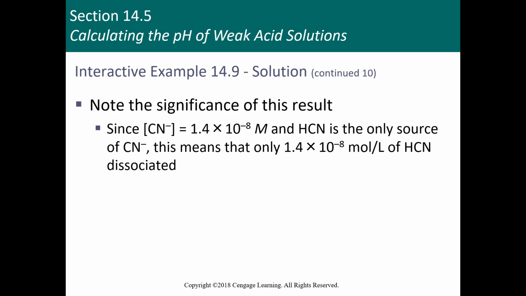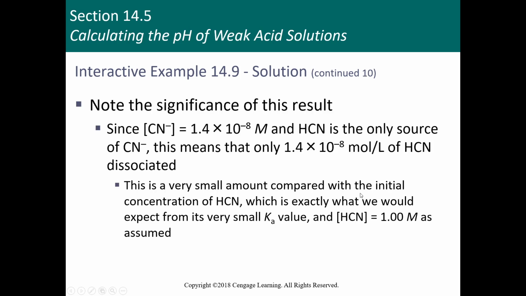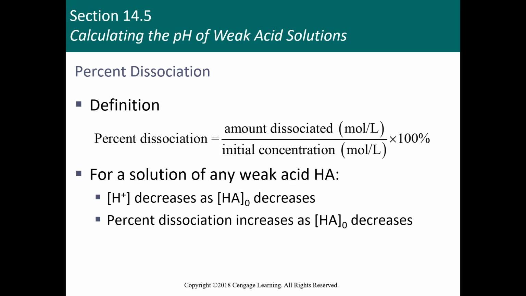All right, so since that CN minus only comes from that HCN, that's the only source, that means only 1.4 times 10 to the negative 8 moles per liter of that HCN dissociated. That's almost nothing, isn't it? It's a very, very small amount compared to 1 molarity, right? So that's a very small amount. Our expectation that this was a very small amount from our Ka value, that was true. We made a good assumption before.